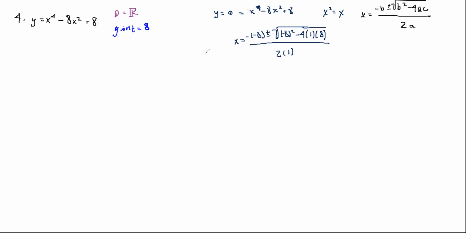Just like with any quadratic, we're going to plug it in and figure out what this is. So this is going to be positive 8 plus or minus the square root of 64 minus 32, over 2. Yes, so these are the coefficients. A is equal to 1, B is equal to negative 8, and C is equal to 8. So these A, B, and C's up here are the coefficients from the formula.